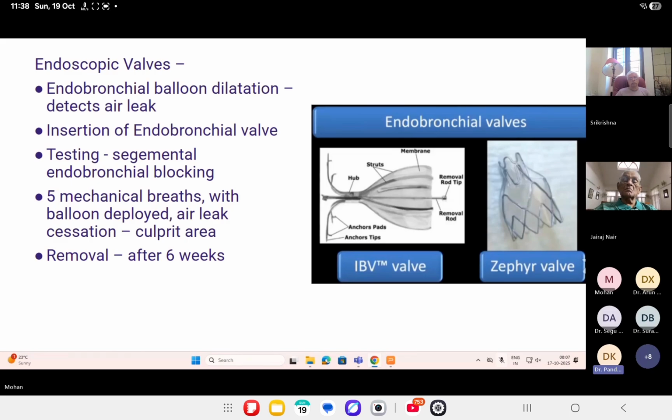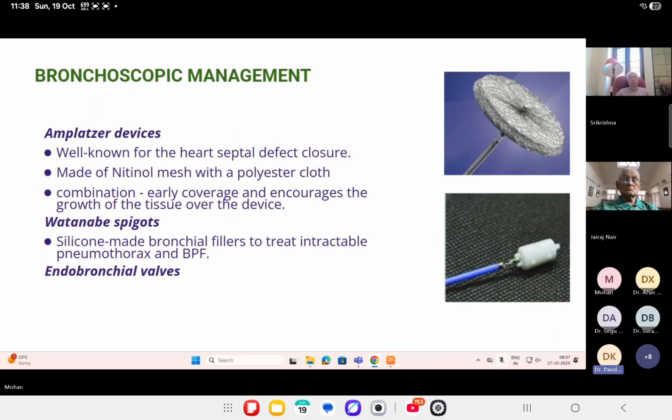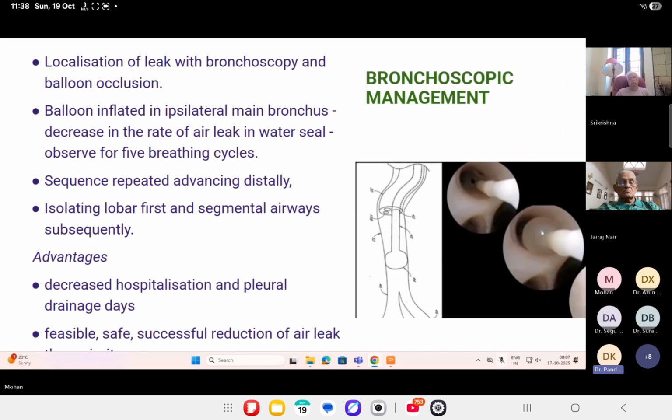Then we have to place endobronchial valves there, which can be removed after 6 weeks. And there are other devices also, which are atrial septal occluder devices, mostly used for sealing ASDs in cardiac surgery. It has a nitinol mesh with polyester cloth inside. The combination provides early coverage and encourages the growth of tissue over the device. And there are silicone bronchial fillers to treat intractable pneumothorax and bronchopleural fistulas, and then the previously shown endobronchial valves.